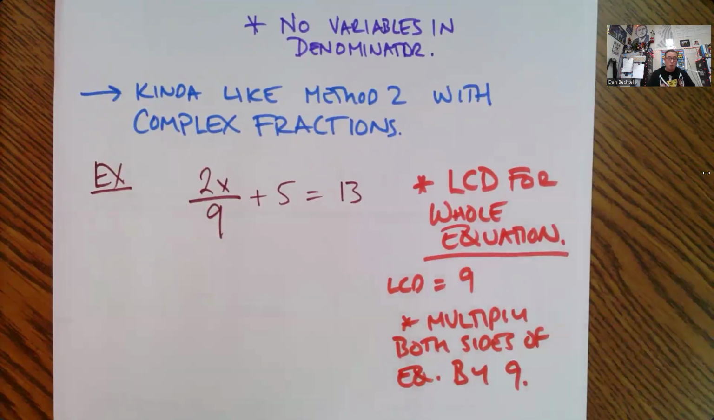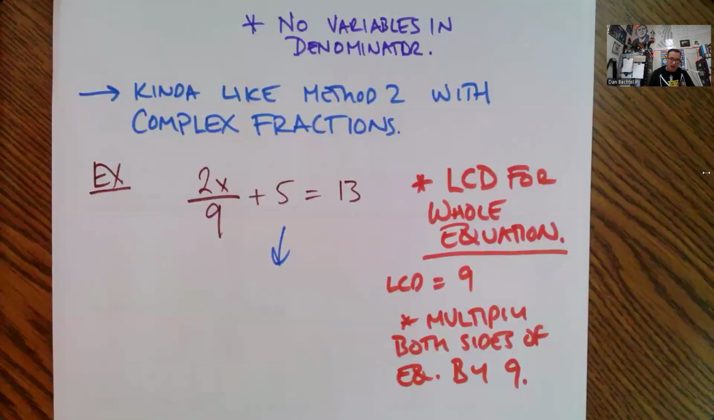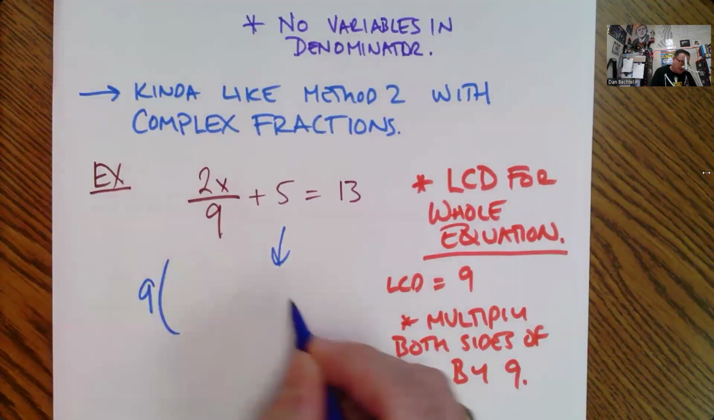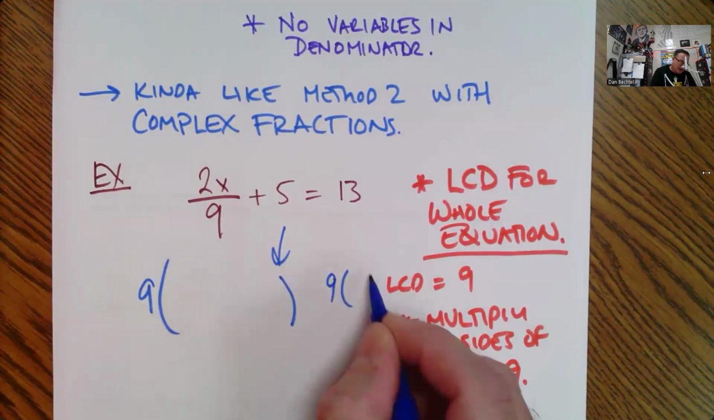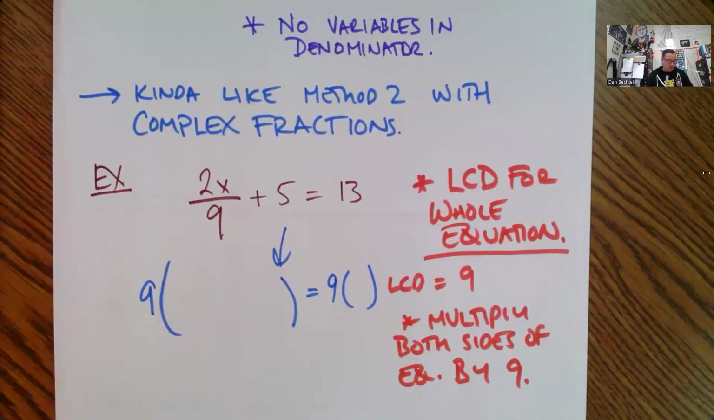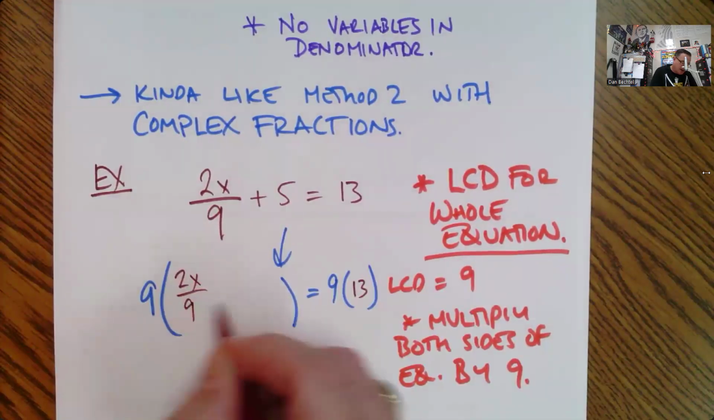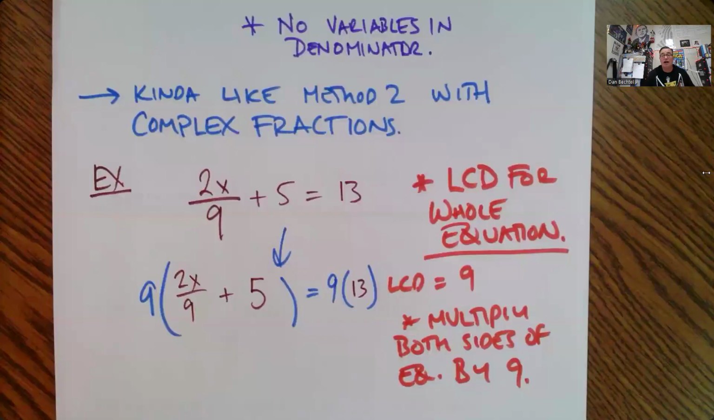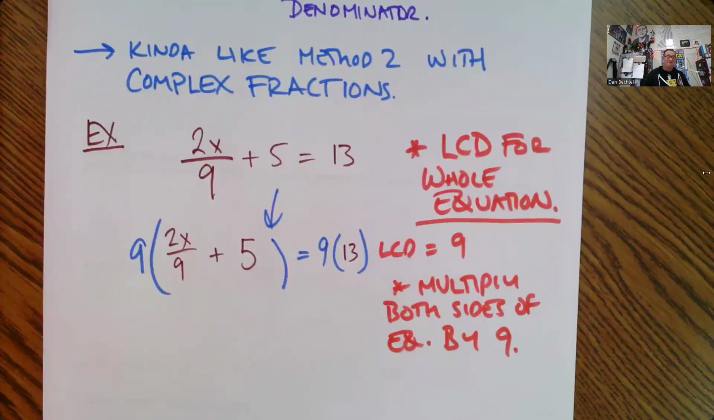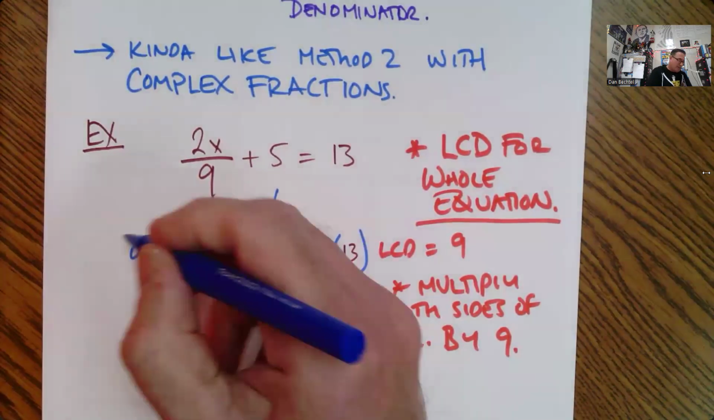Okay, so we're multiplying both sides by 9. This is like when you multiply the numerator and the denominator of a complex fraction by the number to make everything cancel out. So for me, I'm looking at that 9 there. What I'm going to do is take that 9 and multiply both sides of my equation by that thing. So here, it's the 9 times the 13, and here it's the 9 times the 2x over 9 plus 5. Now, guys, I'm going to show you these steps in painstaking detail because I think it's going to be easier for you to see what happens as you do this.